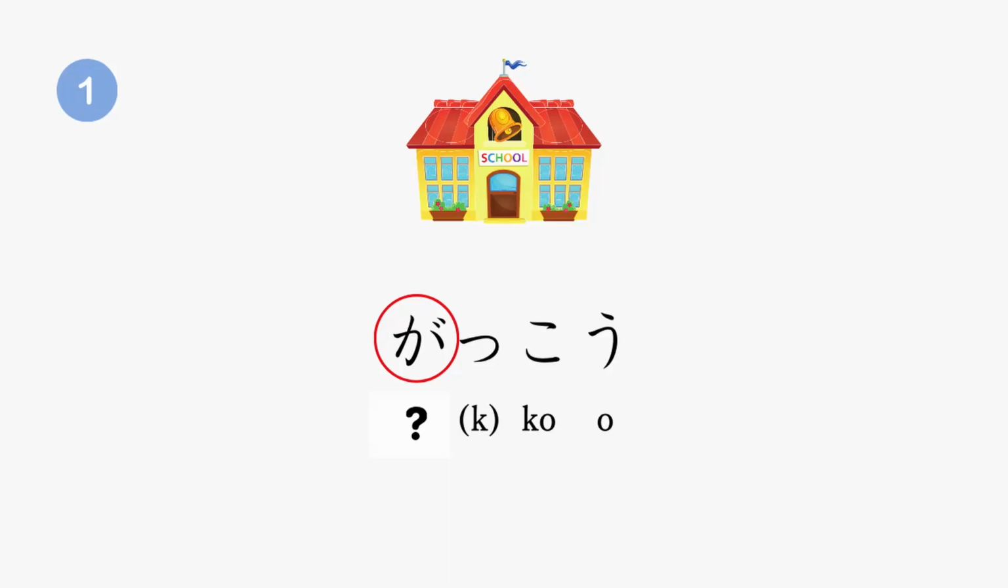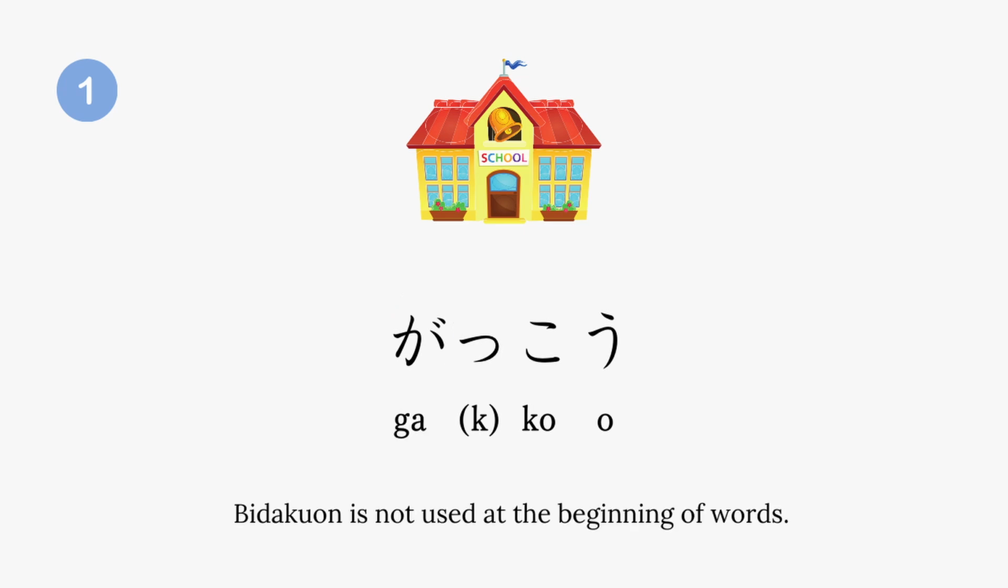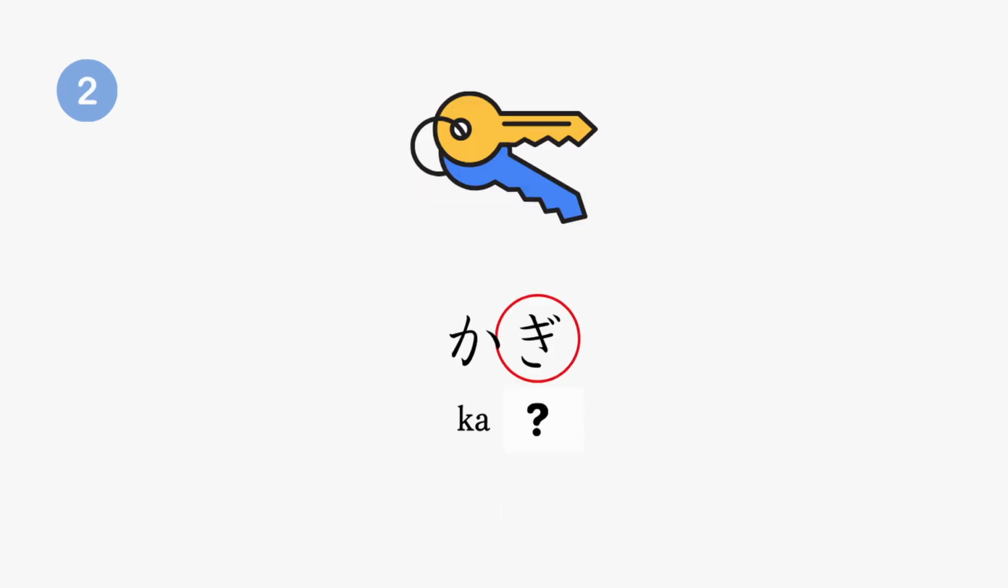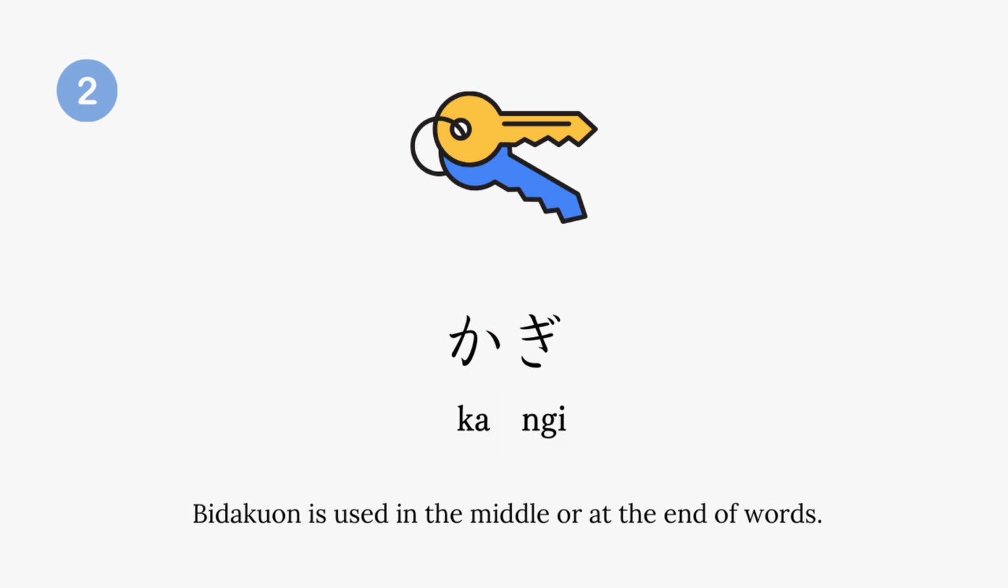Let's use the rules we just went over together to determine how best to pronounce the next 5 example words. Here's the first word. This kana is the first sound in the word, so we do not want to use the nga pronunciation. For this one, the correct pronunciation is gakko. Here's the next word. For this one, it's not the first sound in the word, so we do want to use the ng pronunciation. This word should be pronounced as kangi.